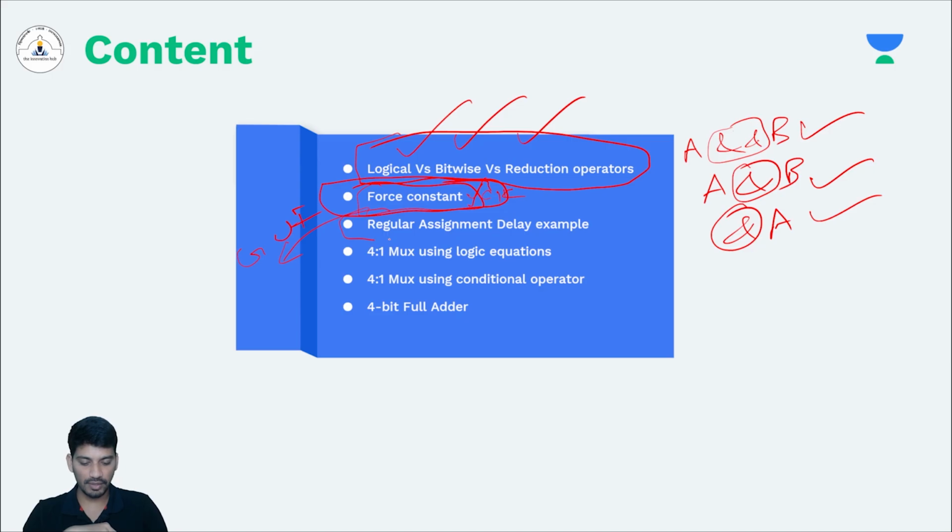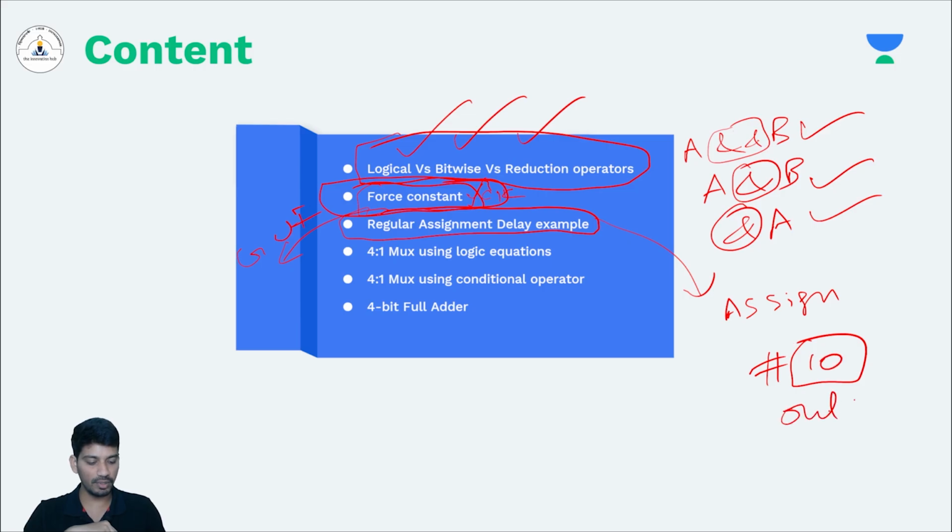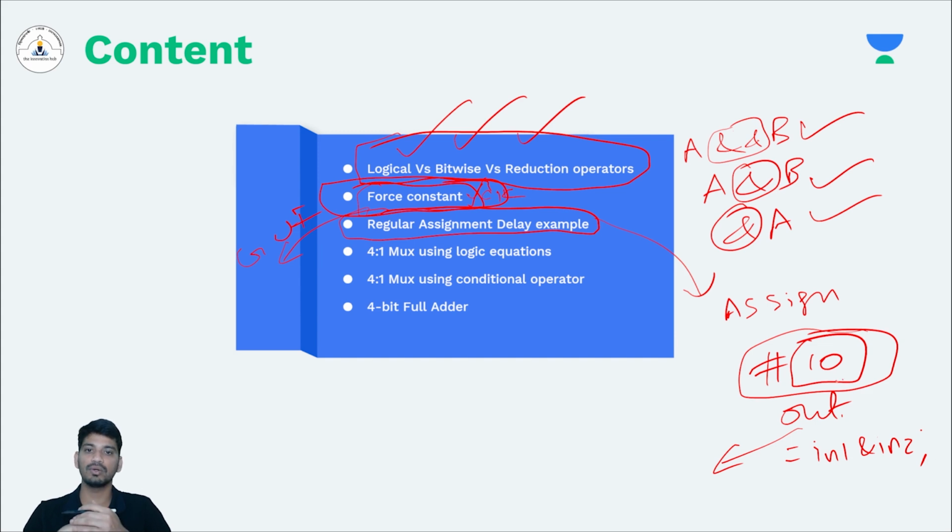And later, I will give you a very good example about regular assignment delay. We have seen that we can give assignment delays like this: assign hash, whatever amount of delay you want, you can give to the variable or net like this. What does this do? It will do the output operation after 10 nanoseconds. With this example, I will show you how the data is obtained by using the delay element in the assign statement.